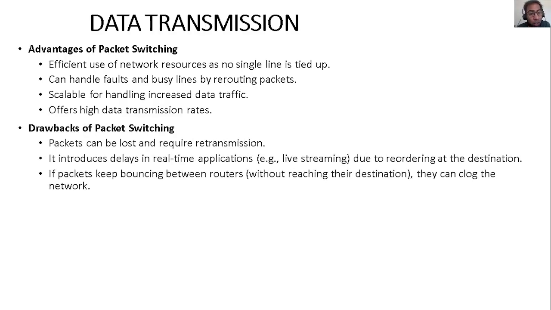Now the drawbacks: packets can be lost, and it introduces delays in real time. It's not ideal for real-time communication where we need quick responses. If packets keep bouncing between routers, they can clog the network. Traffic congestion can occur. And now, the hop limit to prevent packet loss.